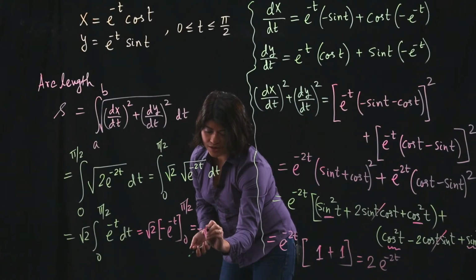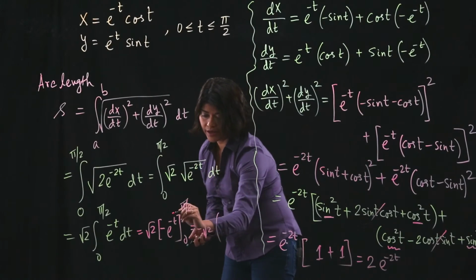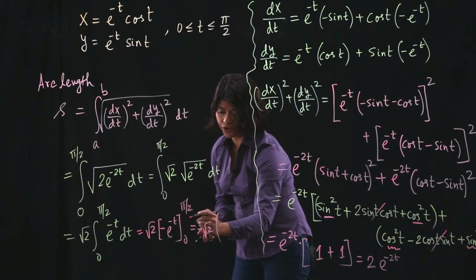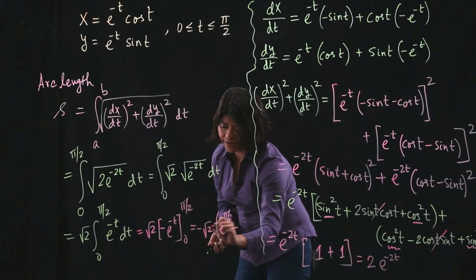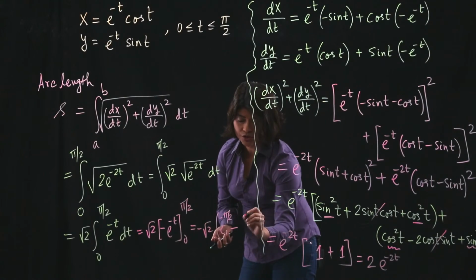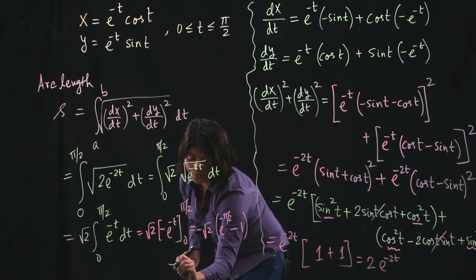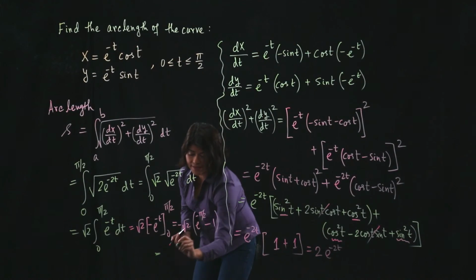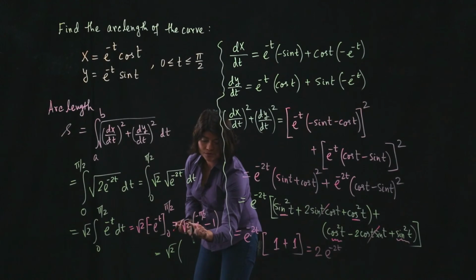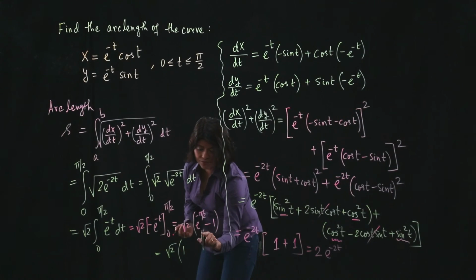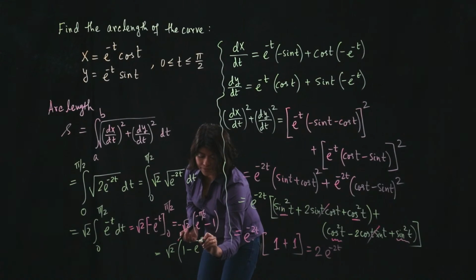So pull out the negative sign outside, so it's negative square root of 2 times, plug in pi over 2 for t, so you get e to the negative pi over 2, minus plug in 0, e to the 0 is just 1. Finally, if you want, you can pull the negative sign inside, and you get the answer square root of 2 times, this 1 becomes positive, and e to the negative pi over 2 becomes negative.